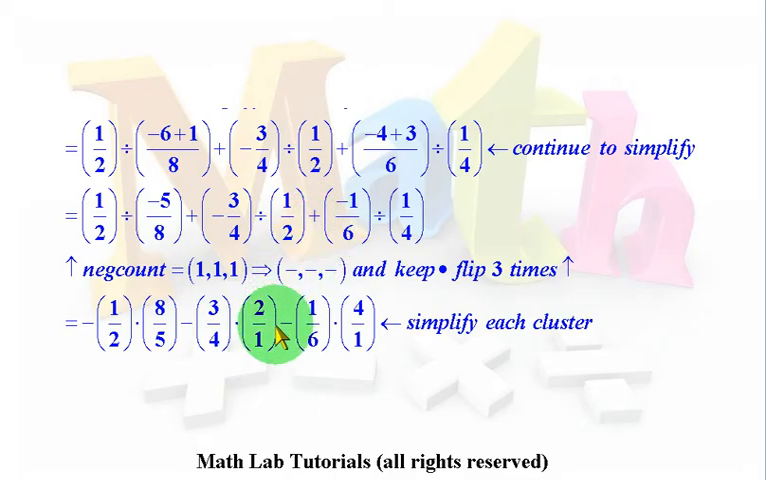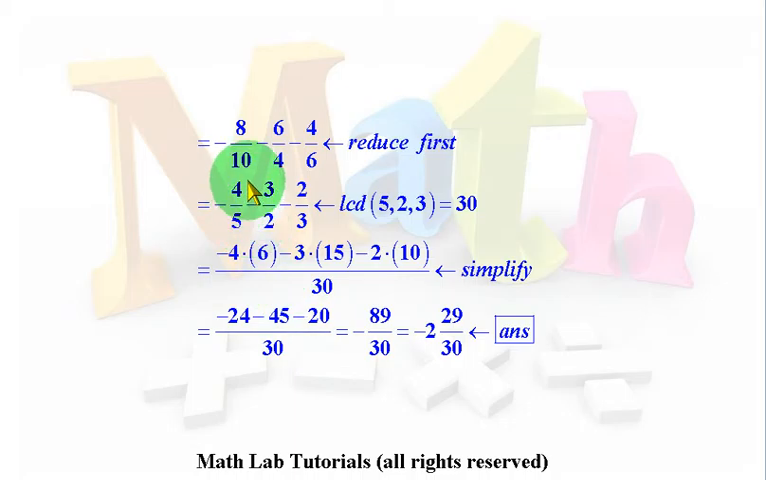This cluster is negative. The 1 over 6 you keep. The division symbol becomes a dot, and you flip the second fraction to get 4 over 1. And we're almost there. All we have to do is multiplications. When we do the multiplications, we get minus 8 over 10, minus 6 over 4, minus 4 over 6. You know how to do all those multiplications because we've done them many times in previous problems.